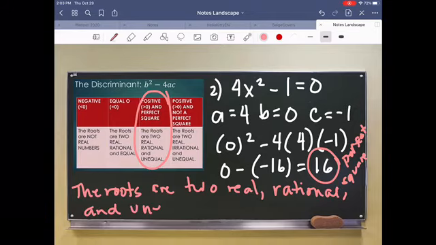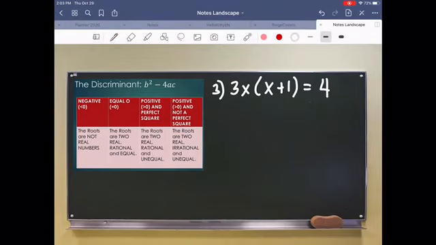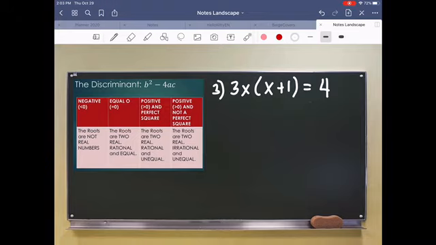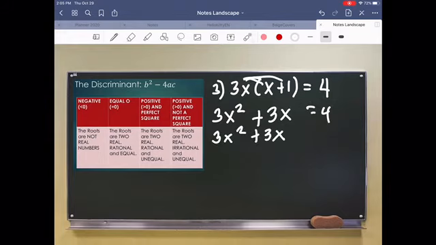Alright. Now, we move on to the third example. So the third example is 3x times x plus 1 equals 4. So, in this case, it's not yet in standard form. So, we write it in standard form. We use DPMA, or distributive property of multiplication over addition first. So, 3x times x is 3x squared, plus 3x times 1 is 3x, equals 4. Hindi pa rin siya nasa standard form. So, 3x squared plus 3x, and then we transpose 4 to the left side. So, we get minus 4 equals 0.